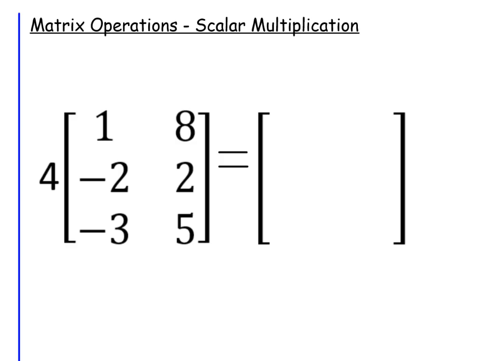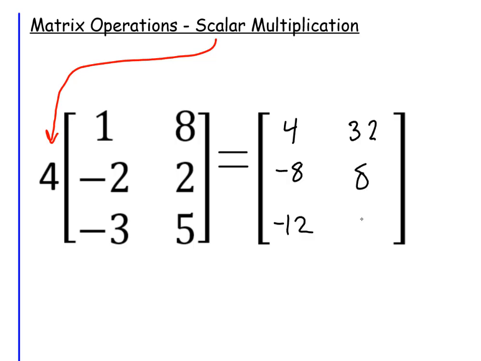We can do multiplication by using what's called a scalar. A scalar is a number that's being multiplied to all the numbers inside the matrix. It is as simple as taking that 4 and multiplying it to the 1, the -2, the -3, the 8, the 2, and the 5. I come out with 4, -8, -12, 32, 8, and 20. Very simple. Just multiply the scalar in front of the matrix to all the numbers inside.